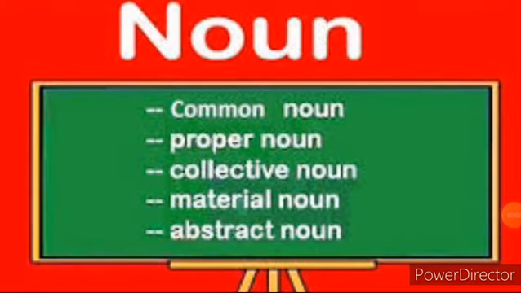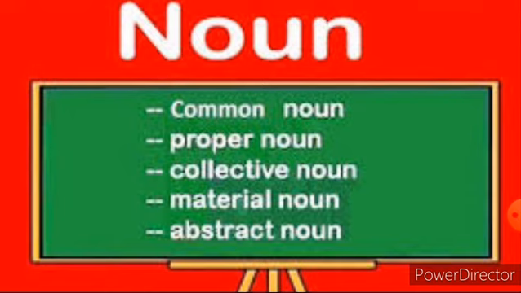Now, look at the types of noun, children. Noun is a part of speech and it identifies a person, place, animal or thing. In short form, we can represent it as a naming word. And there are 5 types of noun. One is the common noun. Second one is the proper noun. Third one is the collective noun. Fourth one is the material noun. And fifth one is the abstract noun. So these are the types of noun.